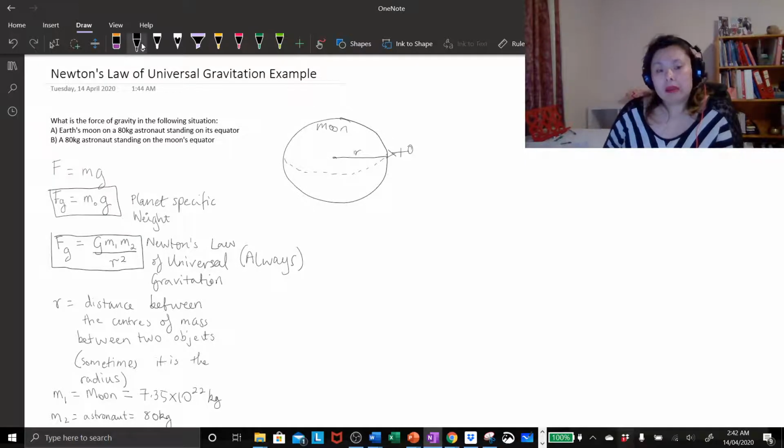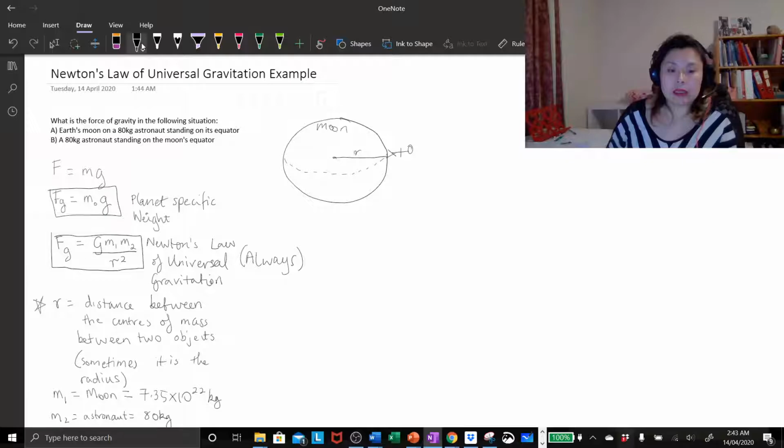Now, this equation, it's the force of gravity, and it's equal to the gravitational constant multiplied by the first mass multiplied by the second mass, then divided by the distance between the two centers of masses squared. So that's something we need to understand. This R over here, we need to understand it's the distance between the two centers of mass between two objects. Sometimes it is the radius of a given object, but not always.